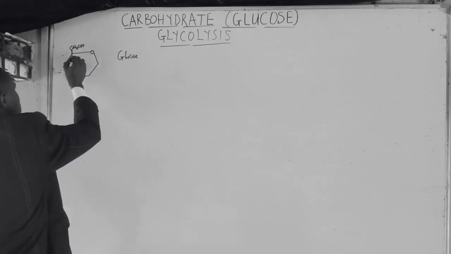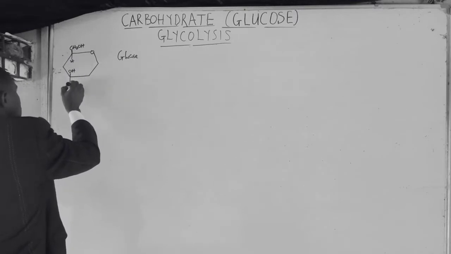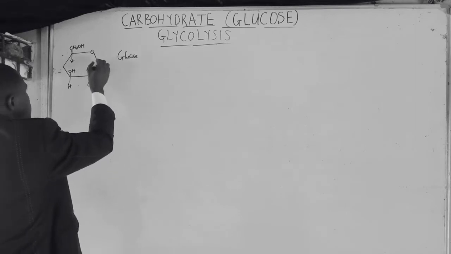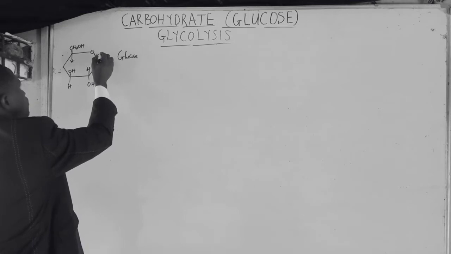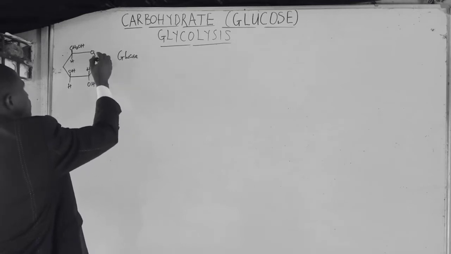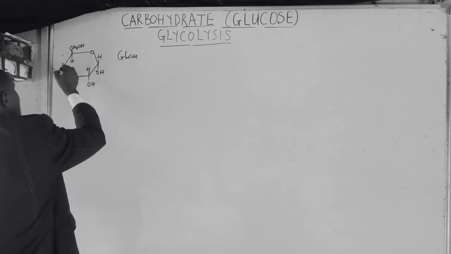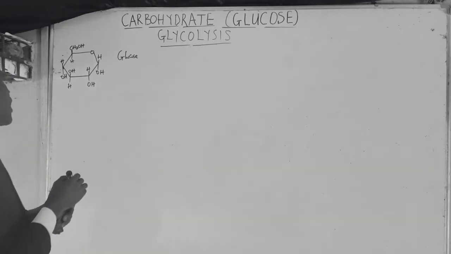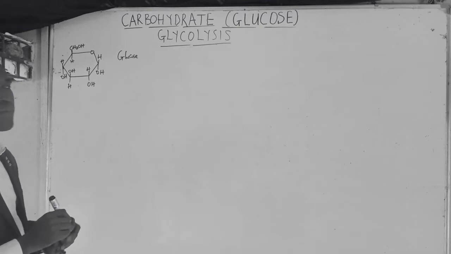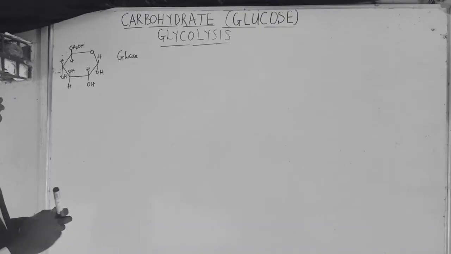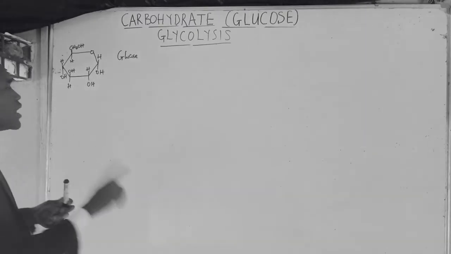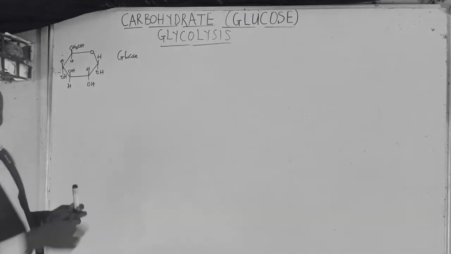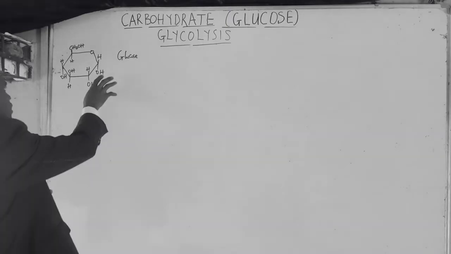Here we have CH2OH. Here we have OH. Here we have OH, and here we have... This can be called alpha glucose. Why do we say that it can be called alpha glucose? It's because the OH here is down. If the OH here is up and hydrogen is down, it will be called beta glucose. So this is our glucose.